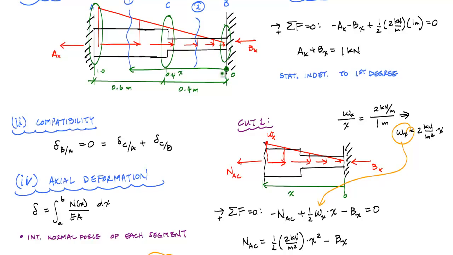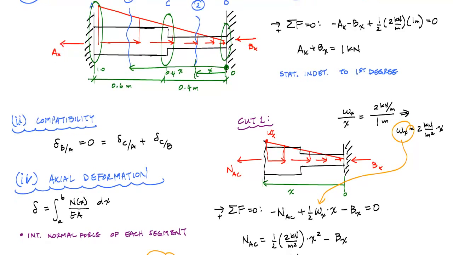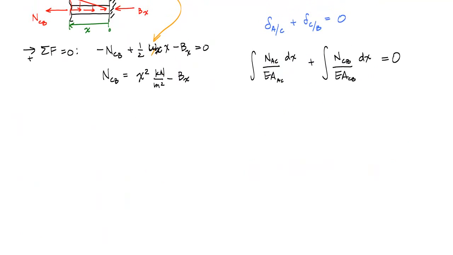Whereas for my second cut, x was to here, this line right here, this was x, and that would go from 0 to 0.4 for segment BC. And therefore, the bounds of my integral are from 0.4 meters to 1 meter, and from 0 meters to 0.4 meters. And now I integrate this whole business, and I'm going to do that solving over here.